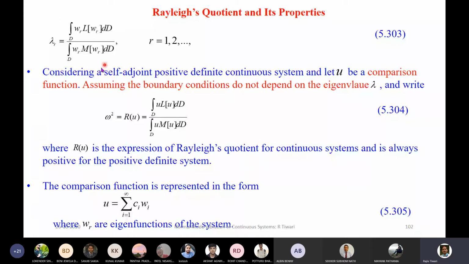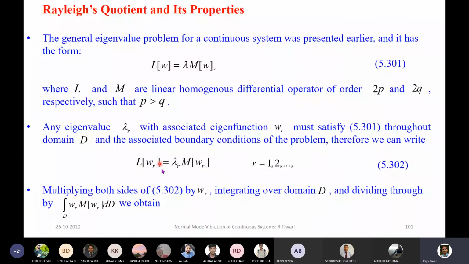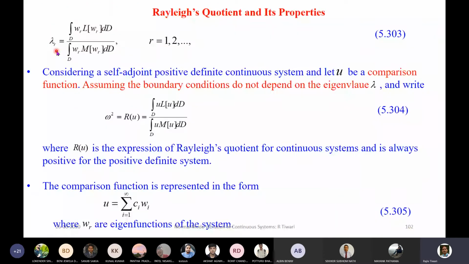We multiplied the previous expression by wr on both sides. We integrated over the domain. Then we divided by the right side quantity except lambda r. So we got this ratio. Obviously, when these functions are eigenfunctions, we get the eigenvalue of the system. This is coming from the eigenvalue problem where we are considering the operators to be self-adjoint. The symmetry nature is there in that.